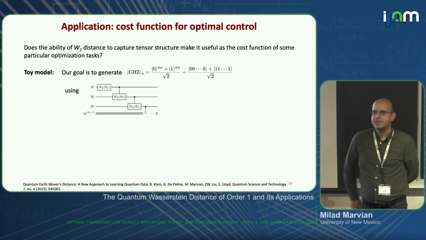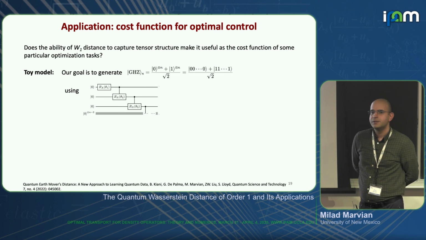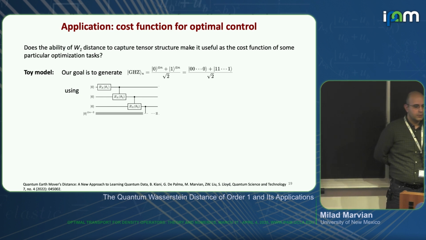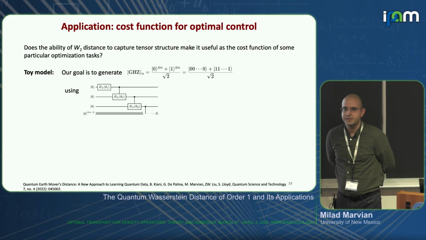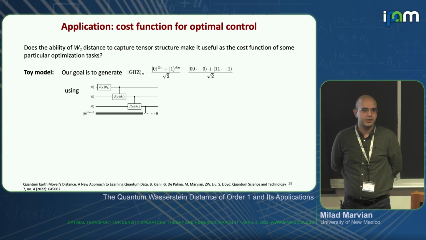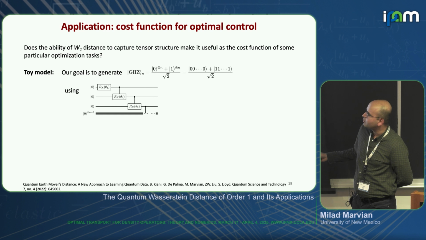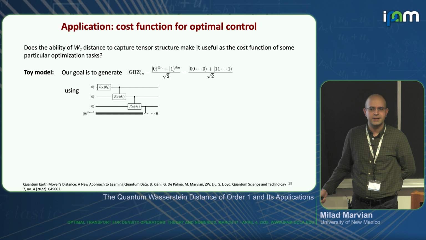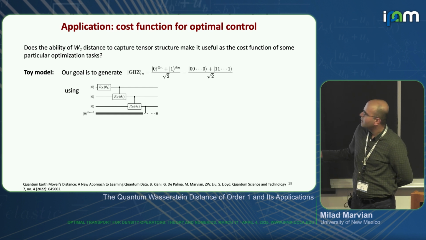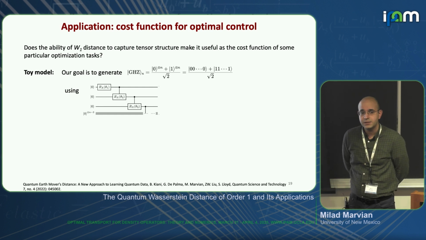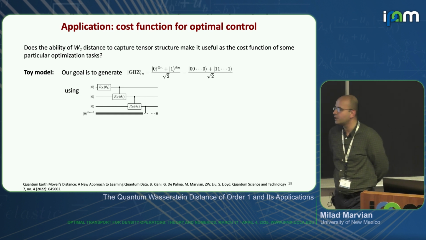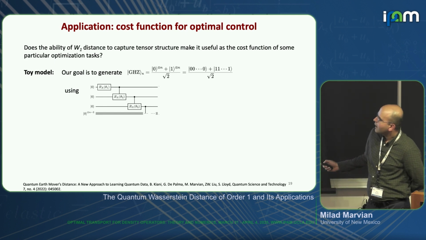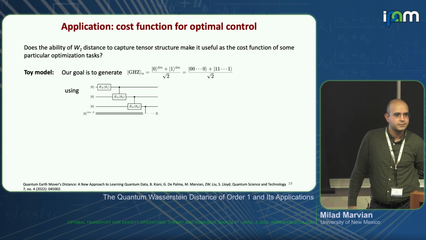Is something I promised about optimal control. So one thing we can do is think about the landscape of this optimization that we have to perform. Imagine that my goal is to generate some state. This is called a GHZ state, or Greenberger-Horne-Zeilinger state in some communities. It's just a superposition of all zeros and all ones. And it's very useful for a bunch of applications, sensing, metrology, etc. And let's say my goal is to just generate this state.